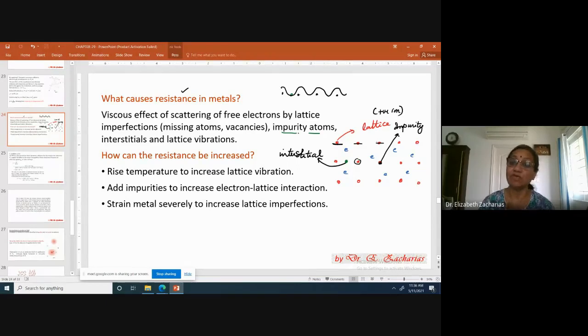Then another reason can be impurity atoms. Like the other day I talked about carbon. Carbon is a very small atom. It can go and sit in an interstitial. Okay.